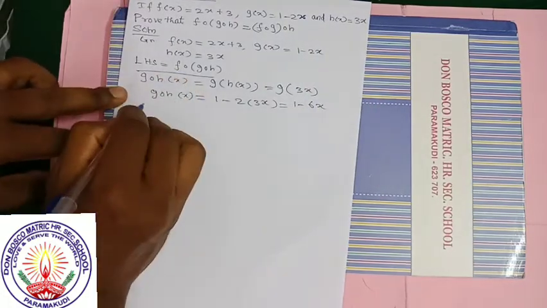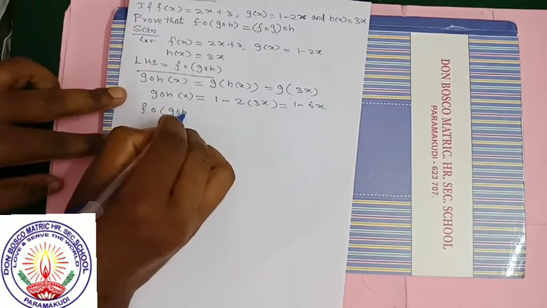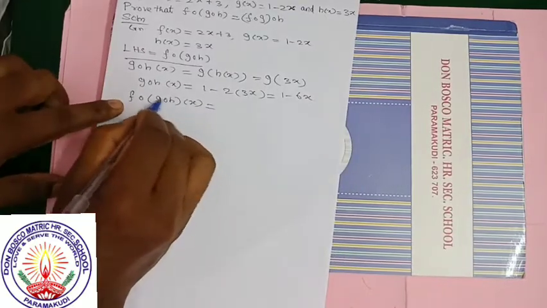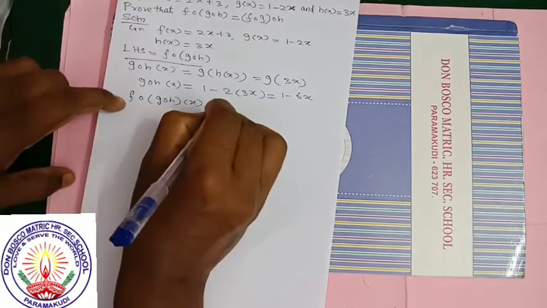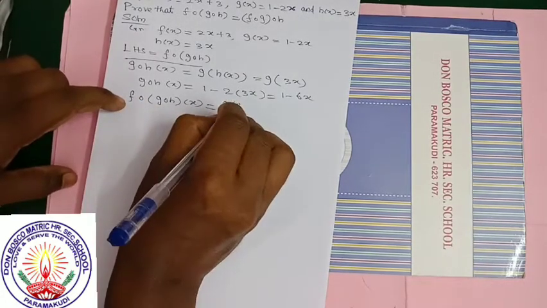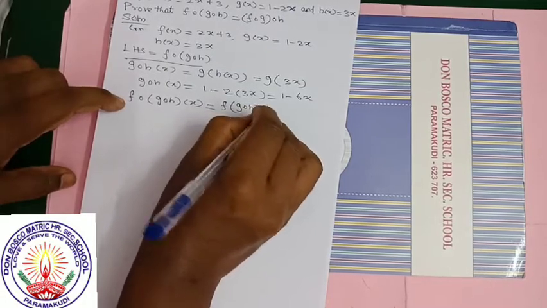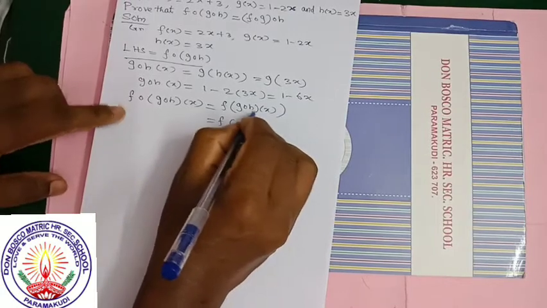Now therefore f composition g composition h of x is equal to, we have now found one function. This is one function, this is another function, and in between there is the composition. So f of this function, what will come? g composition h of x, which is equal to f of, what is g composition h of x?